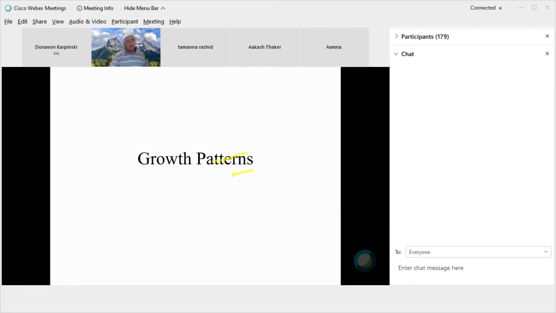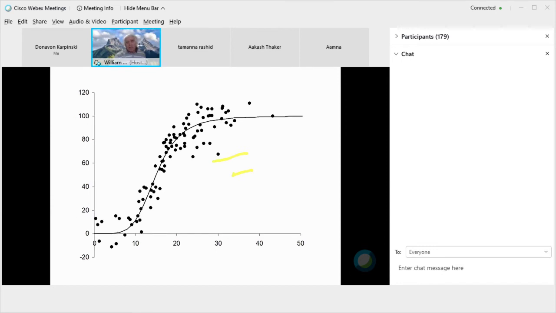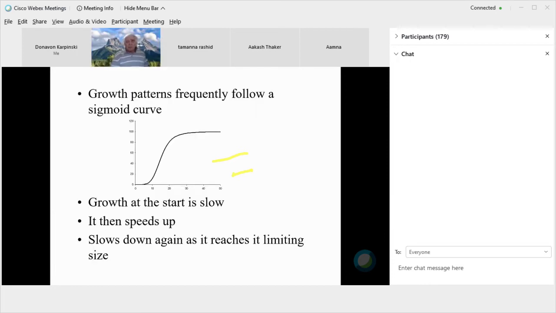A typical curve that is nonlinear is a growth pattern. In the beginning, the rate of growth is small, then it starts to increase, and then it starts to level out. Growth patterns frequently follow a sigmoid. Growth is slow at the start, then it speeds up, then it slows down as it's reaching its limit size.